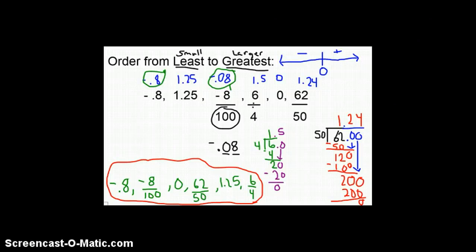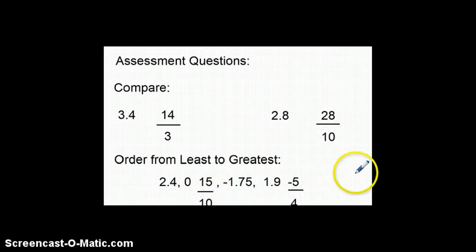Now let's look at the questions that you're going to do as an assessment, and we'll go over them tomorrow. So our assessment questions are: compare 3.4 to 14 over 3. Compare 2.8 to 28 over 10. Order from least to greatest: 2.4, 0, 15 over 10, negative 1.75, 1.9, and negative 5 over 4.